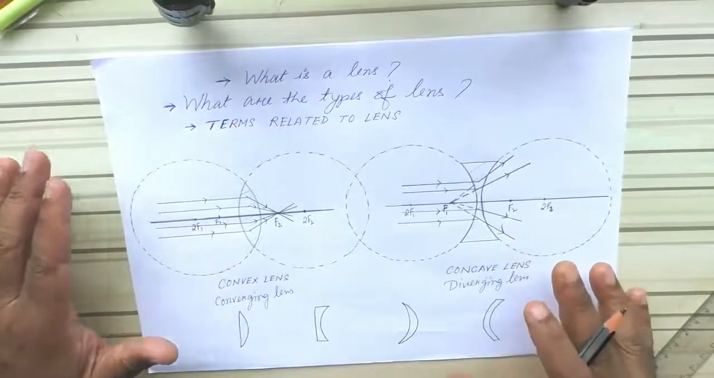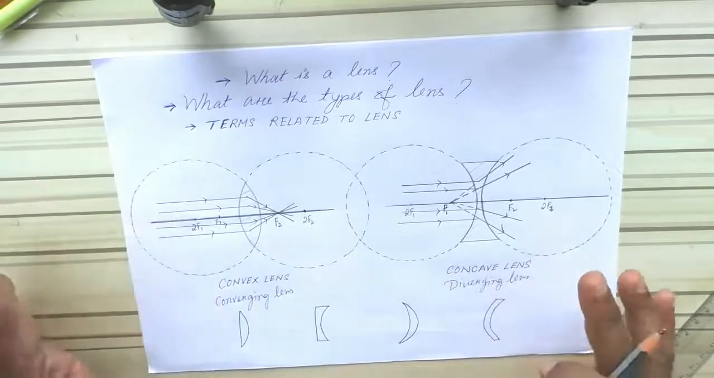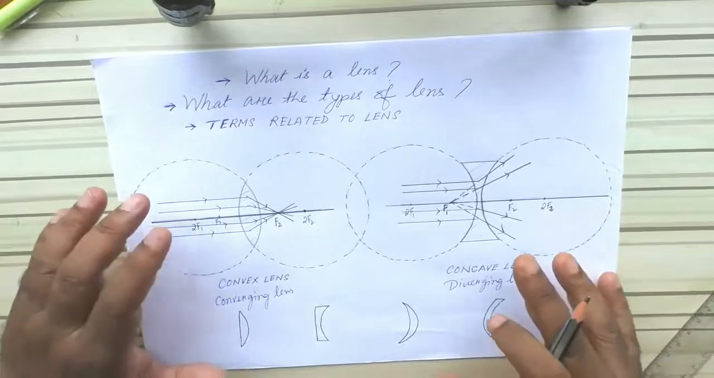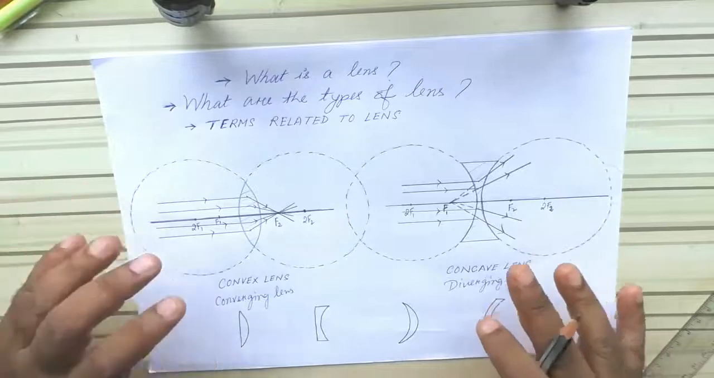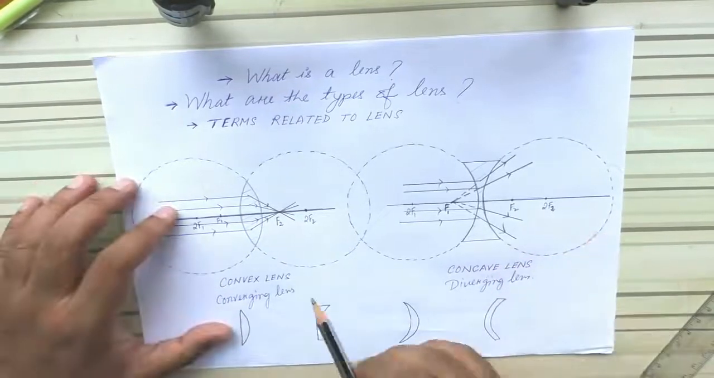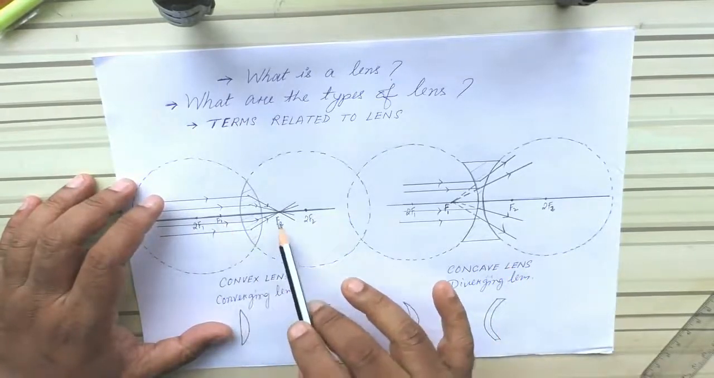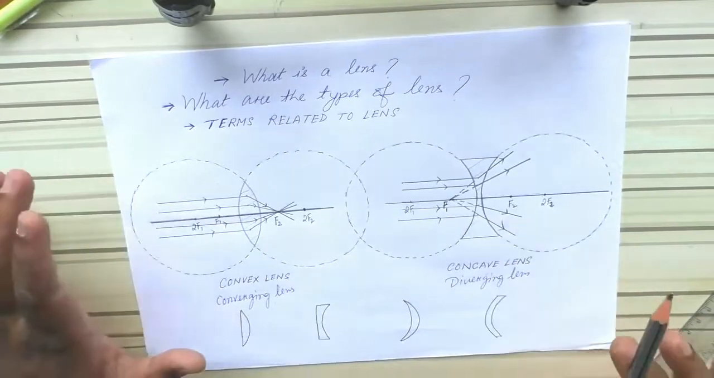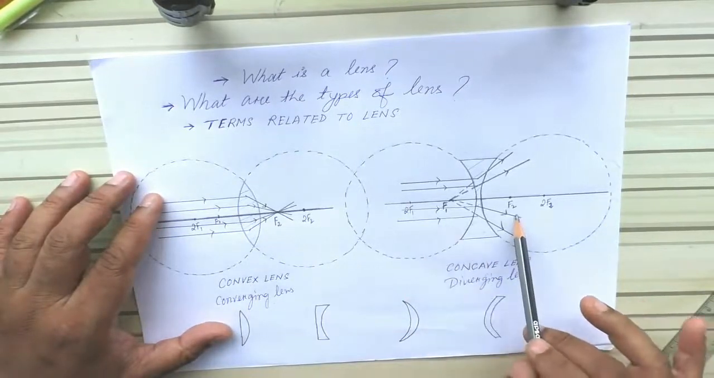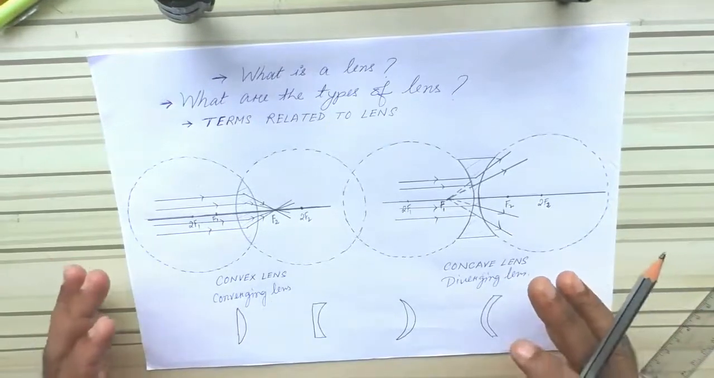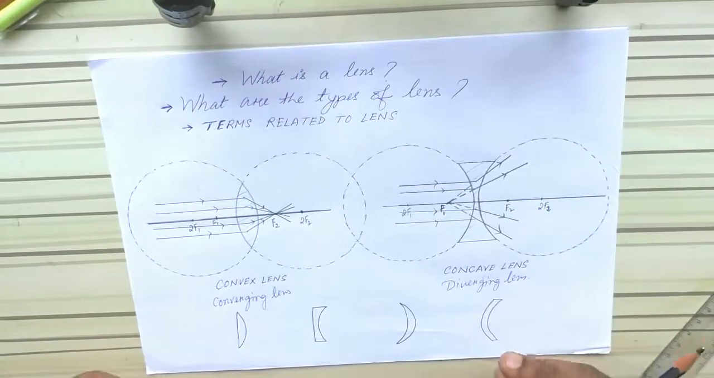So if I ask you how many centers of curvature are there for a convex lens or a concave lens, the answer is 2. Similarly, if I ask you how many principal foci are there, the plural of focus is foci, for a convex lens and for a concave lens? 2 principal foci. Here two principal foci can be labeled as F1, F2, here also F1, F2. So we discussed three important terms. First one, center of curvature, second one, radius of curvature, third one, principal focus.